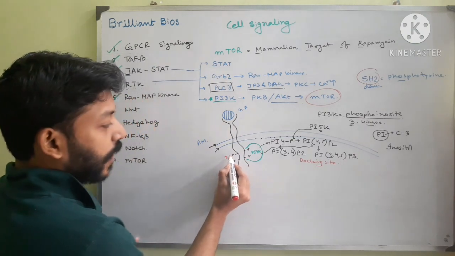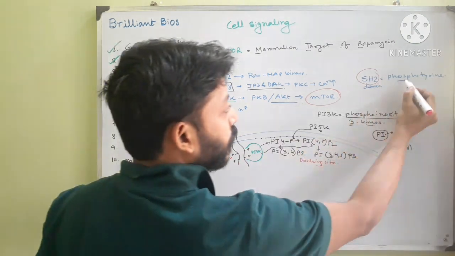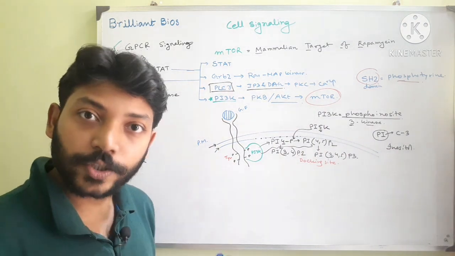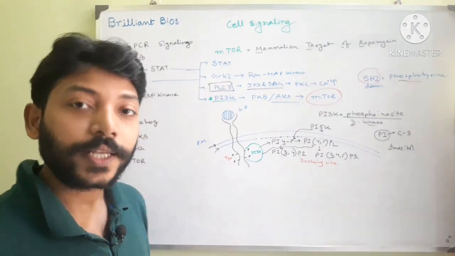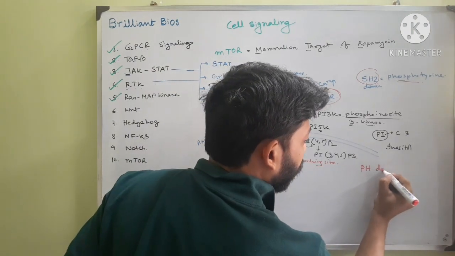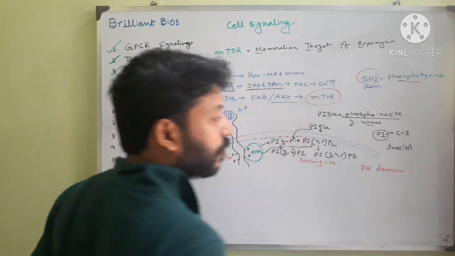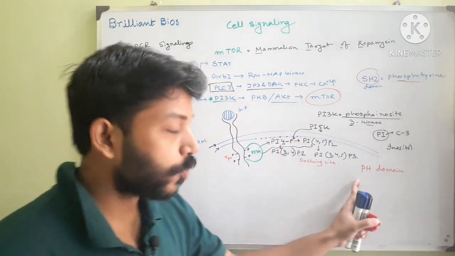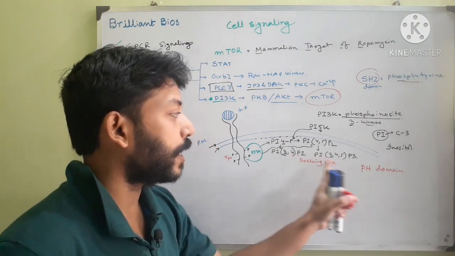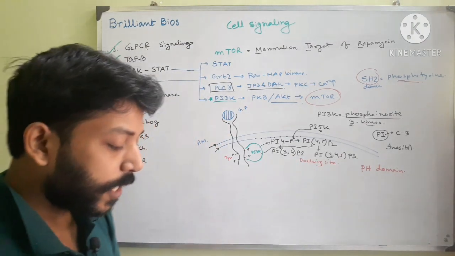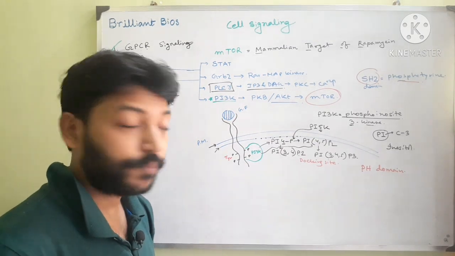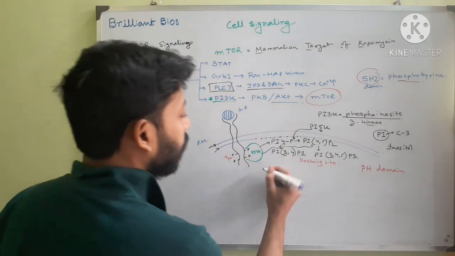The same is for the tyrosine. I have mentioned that SH2 means phosphotyrosine binding domain. Those proteins that have an SH2 domain can bind with phosphotyrosine. The same is true for those proteins that have a PH domain. PH domain means pleckstrin homology. Those proteins that have a PH domain can bind with this phosphoinositide molecule. One example of a protein that has the PH domain is PKB or AKT.